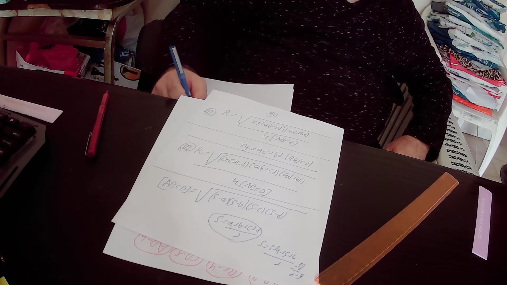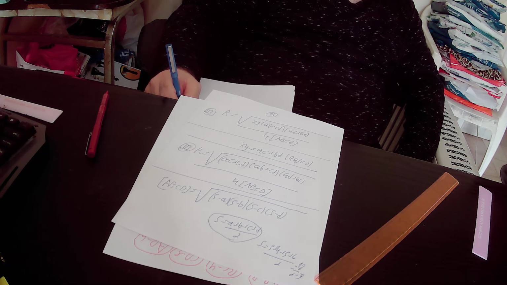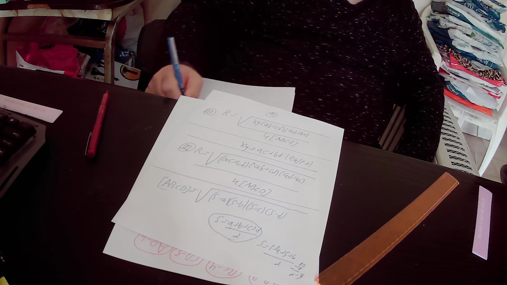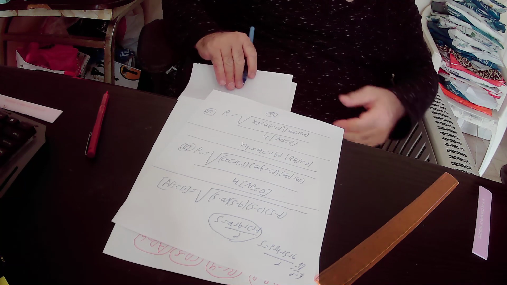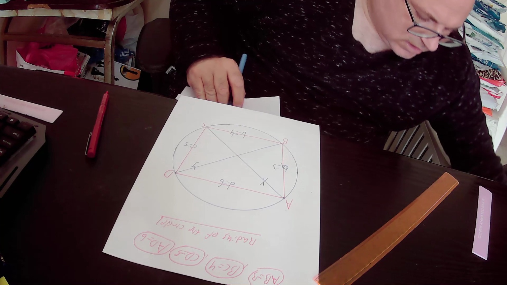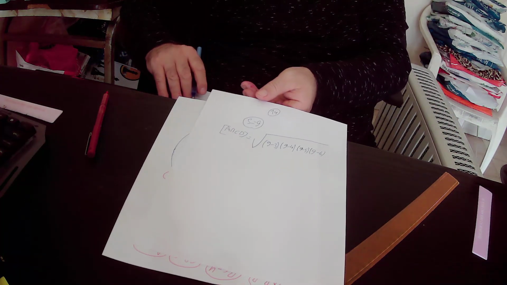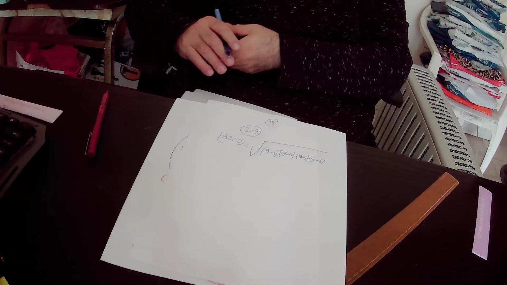S minus C, S is 9, C is 5, so S minus C is 9 minus 5. And S minus D, S is 9, D is 6, so it is 9 minus 6. So we found that the area of quadrilateral ABCD equals this expression.